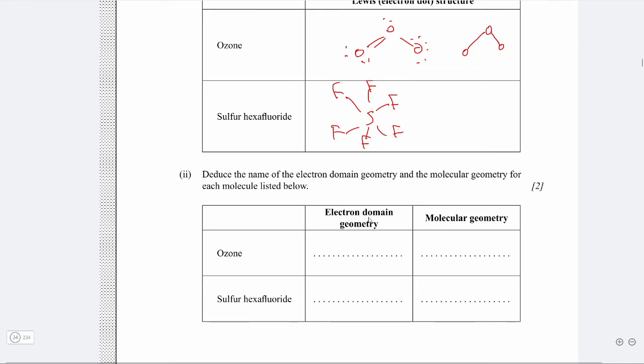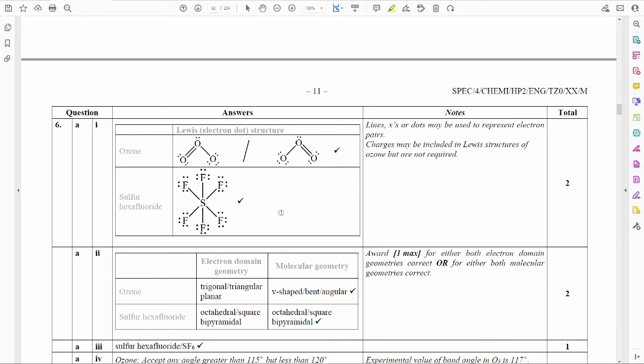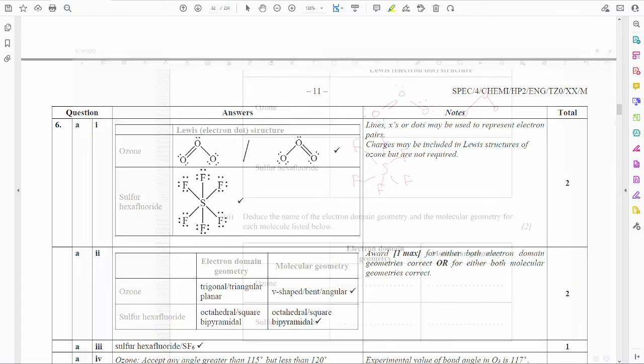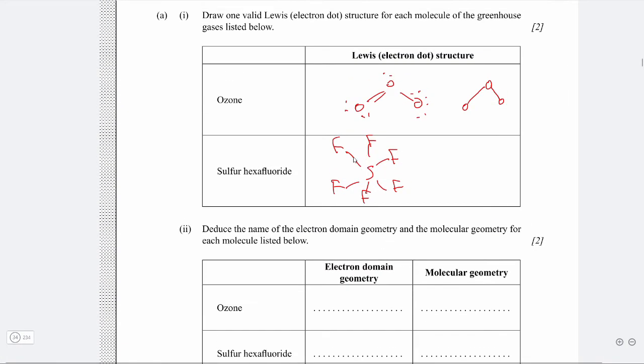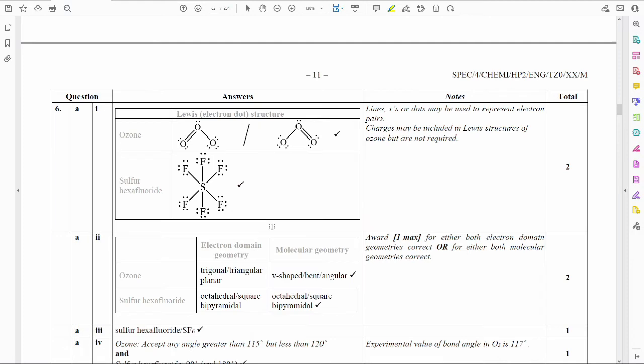For this one, electron domain geometry, hexa, because it has 6, and it's the same for the molecular geometry, octahedral, of course. Yeah, it's octahedral, because that's what the shape is called. You have a plane here, and then one on top and one on the bottom. And then if you connect all the lines, you get 4 planes on the top and 4 on the bottom, which is why it's called octahedral.